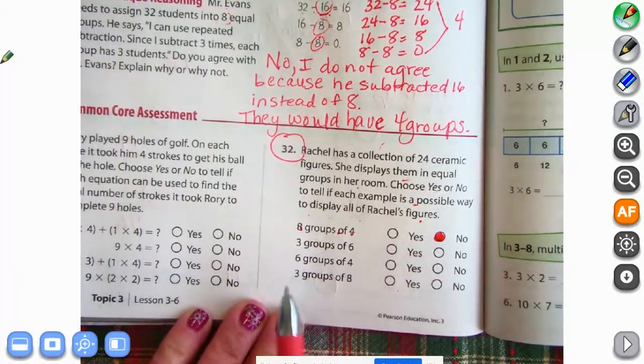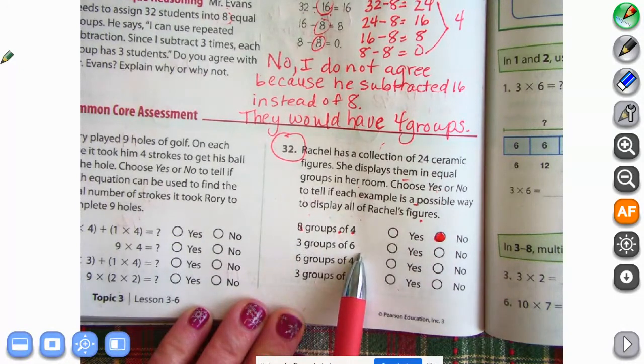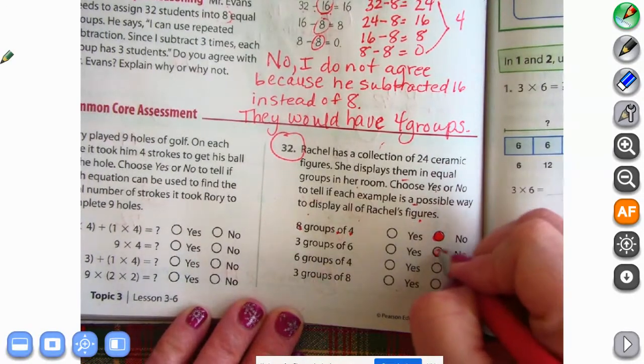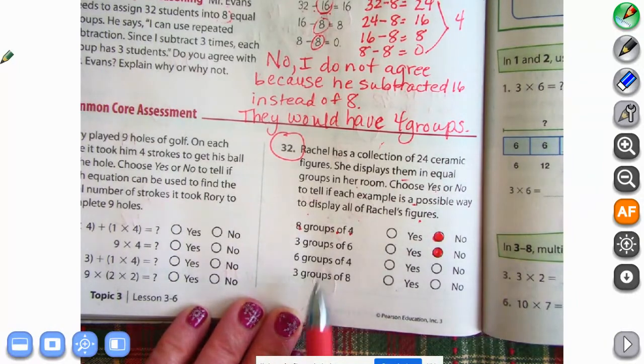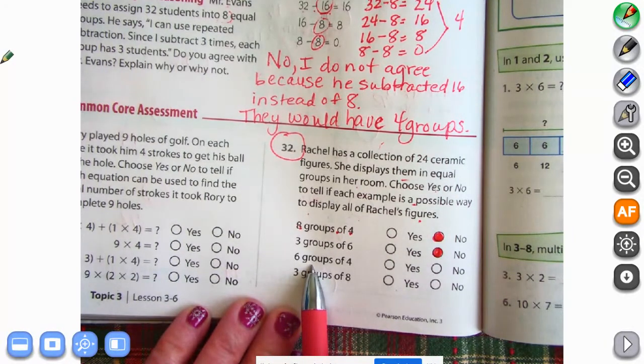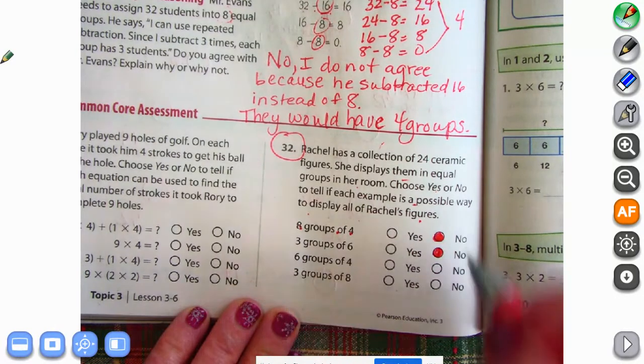That'd be too many groups. 3 groups of 6. So 6 plus 6 is 12, plus 6 more is 18. That wouldn't be enough. 6 groups of 4. 6 plus 6 is 12, plus 6 is 18, plus 6 is 24. Yeah, that would work.